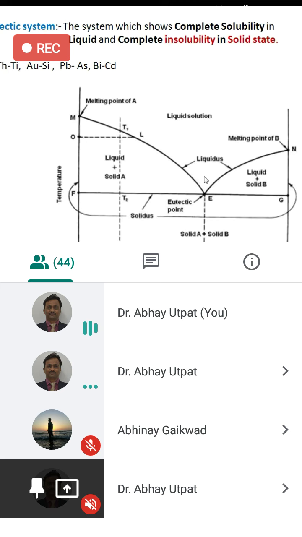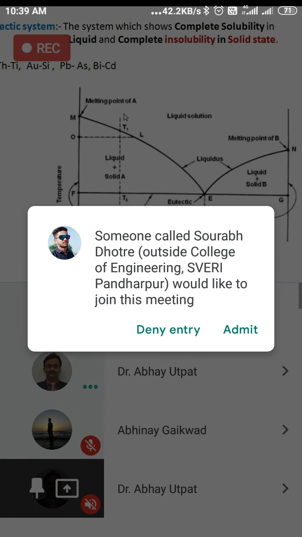And if you see the figure, there is one straight line that shows cooling. Next slide shows microstructures. Before that, see this straight line. This dotted straight line where I put my cursor. T1 is the temperature.